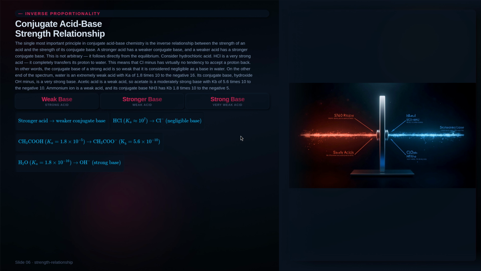On the other end, water is extremely weak with Ka of 1.8 times 10 to the negative 16. Its conjugate base OH- is a very strong base. Acetic acid is weak, so acetate is a moderately strong base with Kb 5.6 times 10 to the negative 10. Ammonium ion NH4+ is weak. Its conjugate base NH3 has Kb 1.8 times 10 to the negative 5.